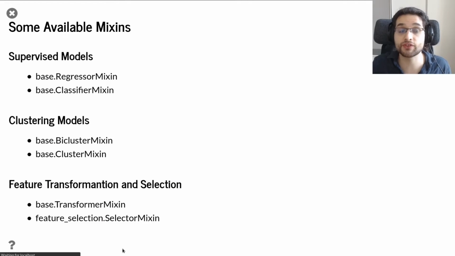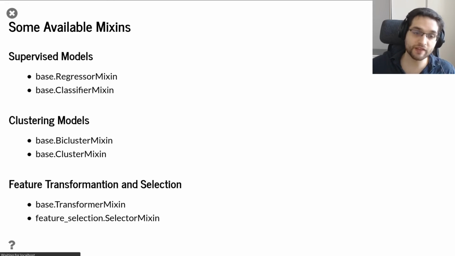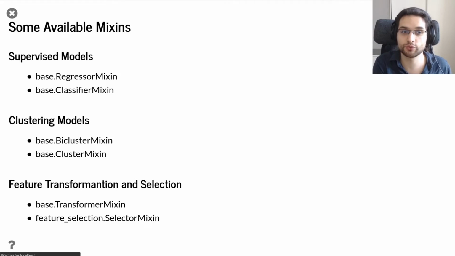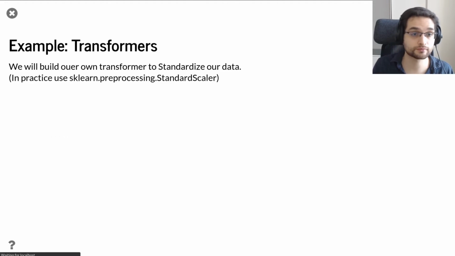And there are other mixins as well. There are some for supervised models, for clustering, for feature transformations and selections. There are so many, I cannot list them all here, and there will be more in the future. And then there are even other scikit-learn compatible packages which provide you new mixins. And you can write your own, of course.